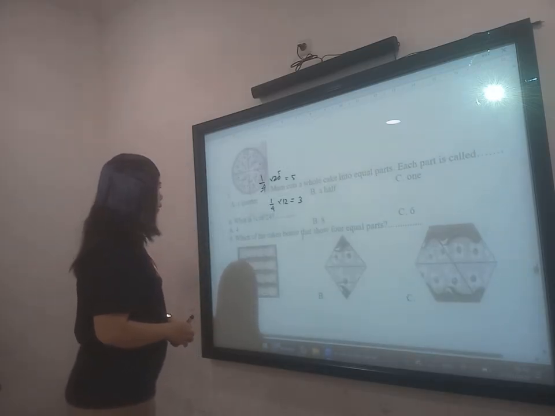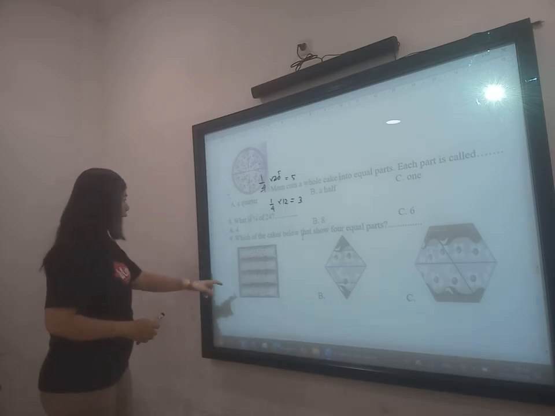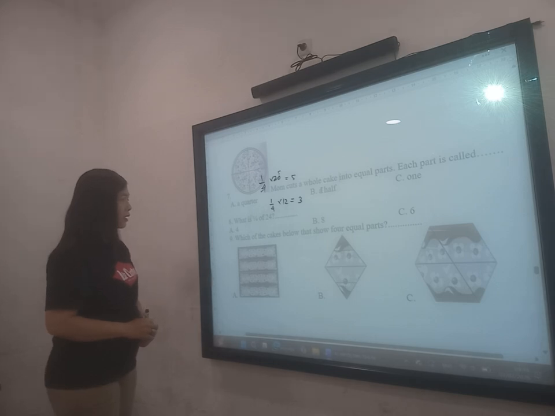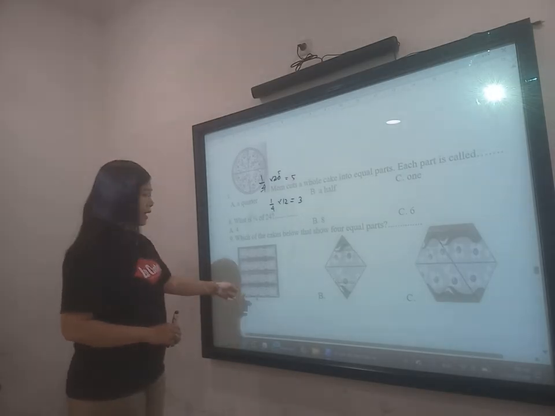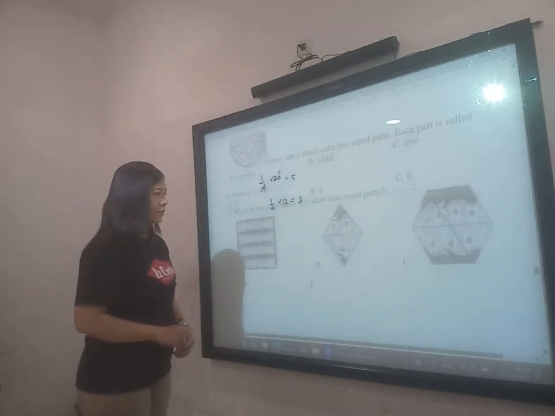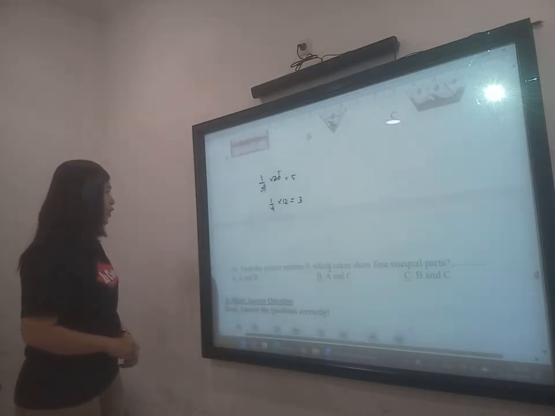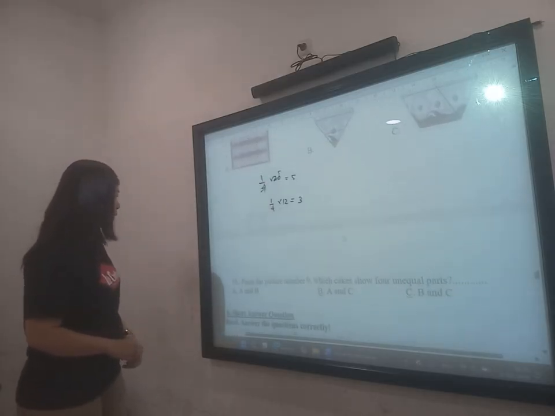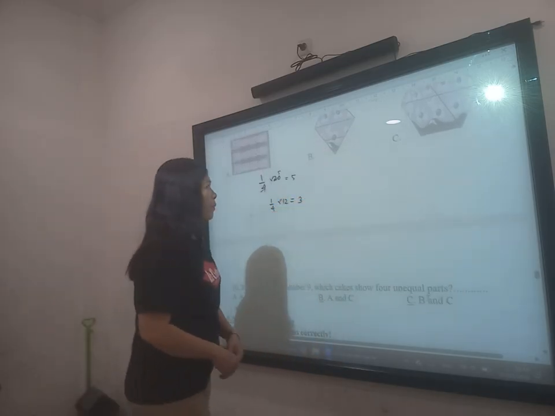Which of these cakes below shows 4 equal parts? The cake that is A. Number 9. Which of the cakes below this? Okay, the answer is A. Okay. From the picture number 9, which cakes show 4 unequal parts? That is B and C. Oh yeah, unequal parts.